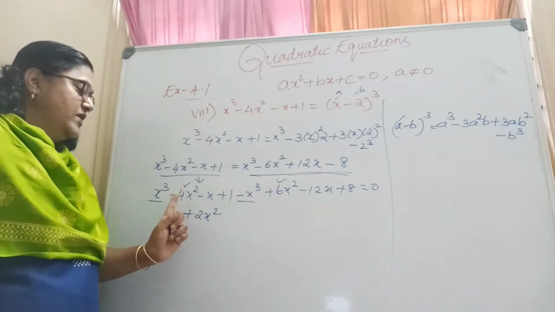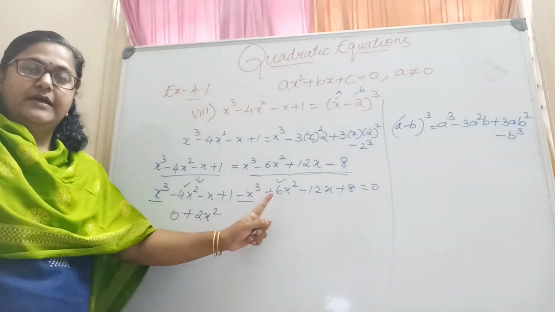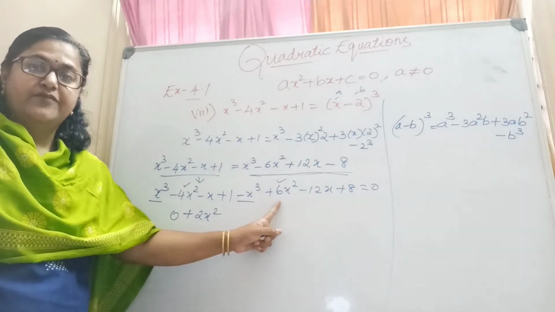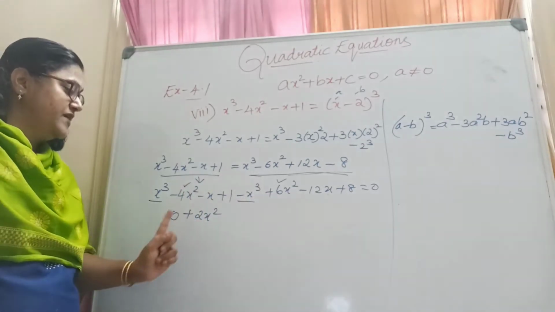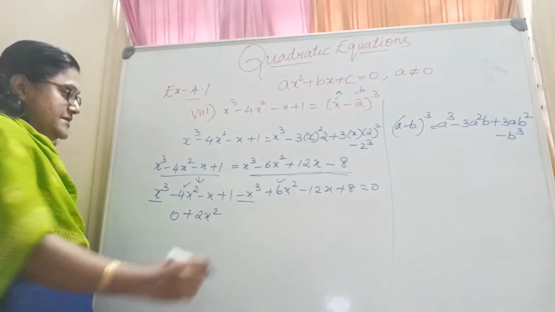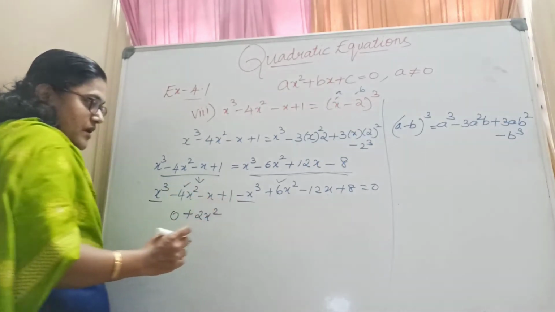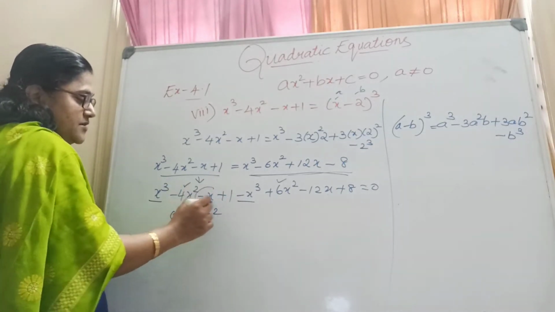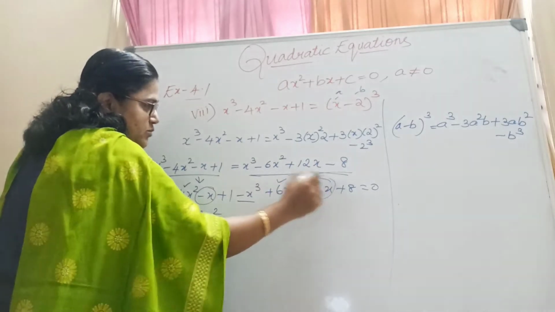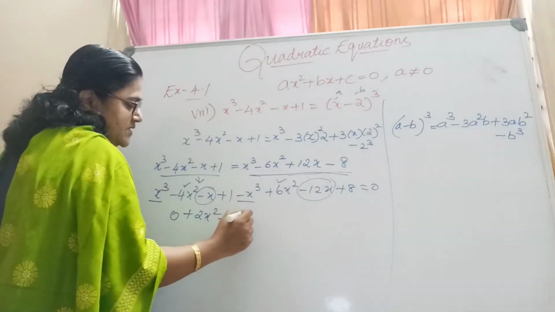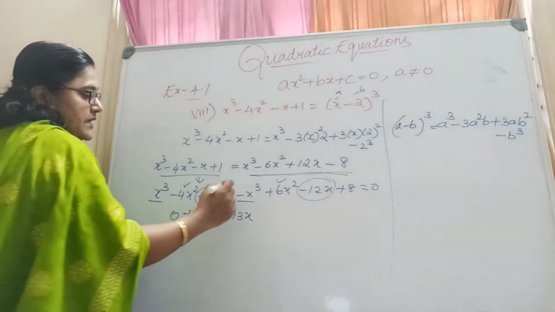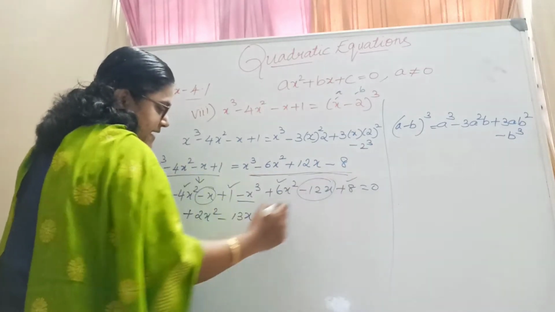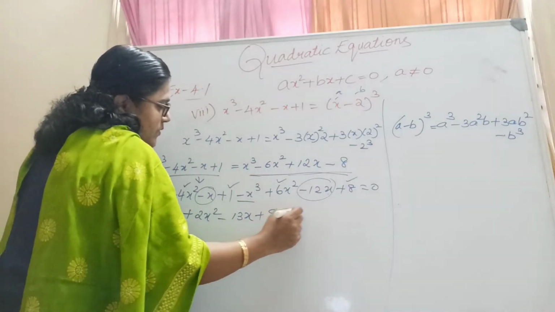6, one is negative, one is positive. And so you have to subtract and take the sign of the bigger number. So 6 is the bigger number, so I have taken the sign of 6. So 6 minus 4, it is 2. Now, next we have x terms. Minus x minus 12x. So it is minus 13x. Both are negative, so we should add. Then we have plus 1 plus 8, that is plus 9, is equal to 0.